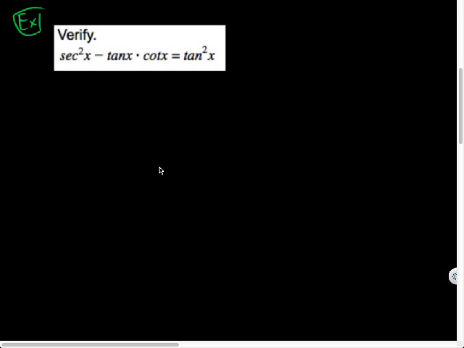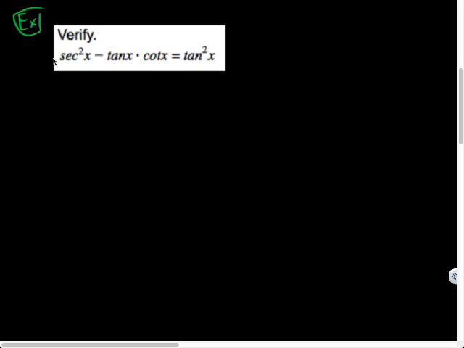So let's say, for our example, I want to verify the following. I'm claiming that this is a trigonometric identity. That's my claim. So in order to do so, I'm going to have to prove that this left-hand side is equal to the right-hand side. That's what I'm going to have to prove. So let's do that.